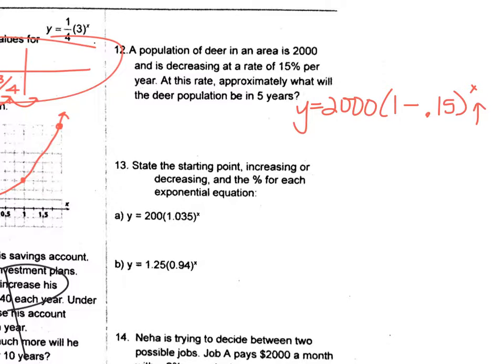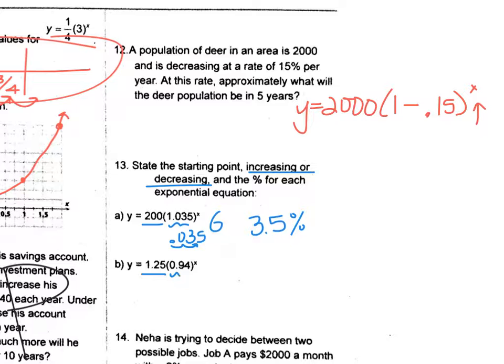Question 13 says, state the starting point, increasing or decreasing the percentage. And this should actually say, instead of increasing, decreasing, growth and decay. So question A, the starting is 200. This is an example of growth because the ratio on the inside is greater than 1. And the question is, how much bigger than 1 is it? So I can see this 0.035, and I just need to think, if I move the decimal back, what percent is that? And the answer is that this is growth of 3.5%.